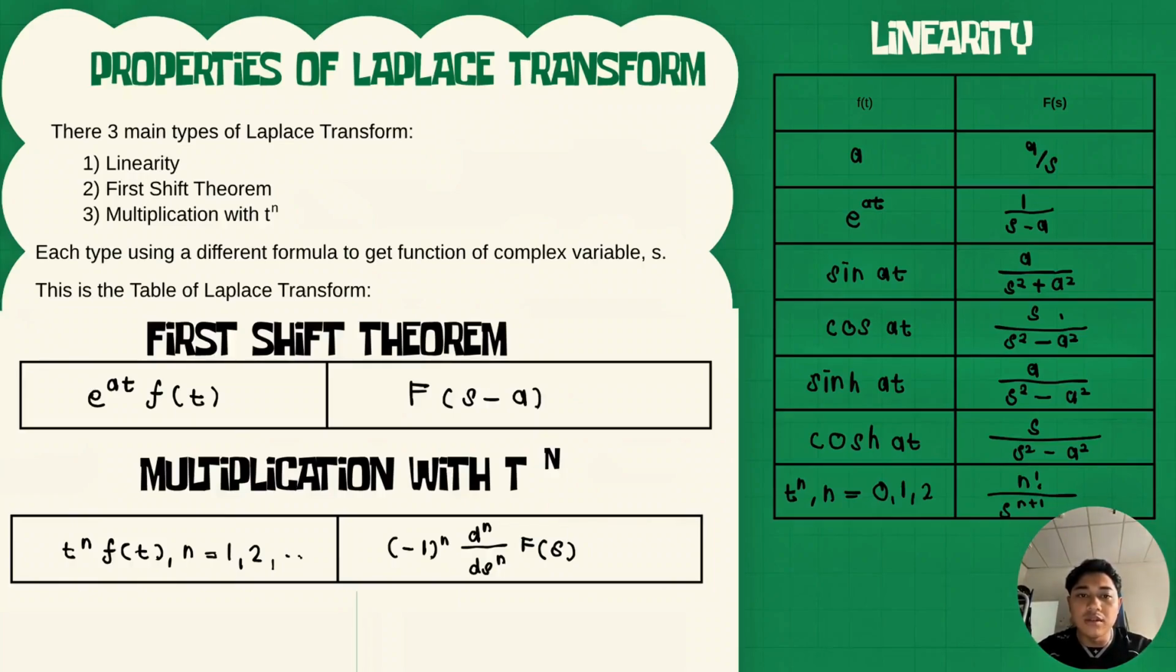Every type of function uses a different F(s). The first shift theorem also has a different formula to get the Laplace transform. Multiplication with t^n also uses a different one.